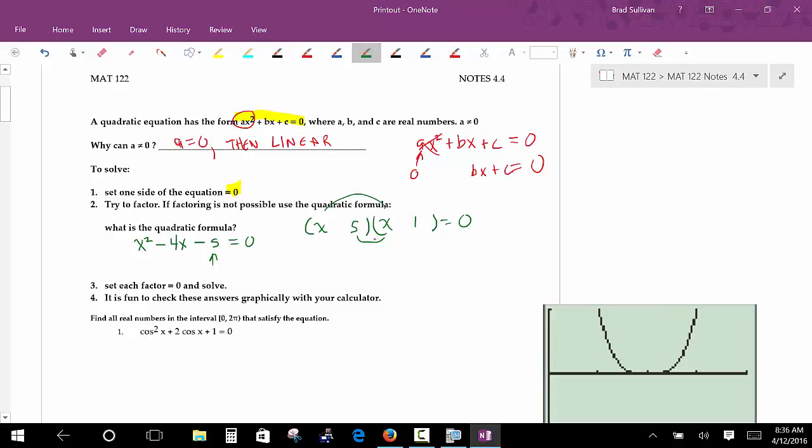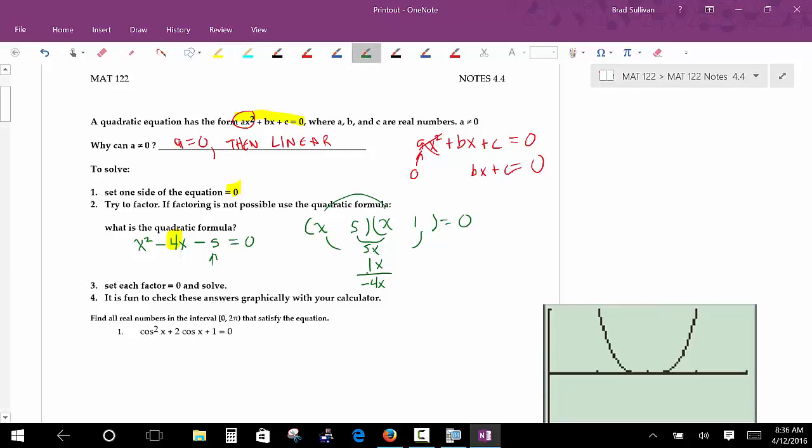Okay, so that middle term would be 5x. This outer term would be 1x. And what are you trying to make those add up to? Negative 4x, right? You're trying to make that add up to that middle term. So what is the sign on the 5 and the 1? Yeah, negative 5 plus 1.